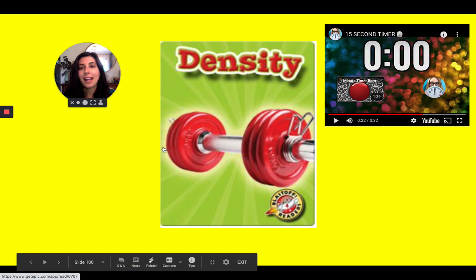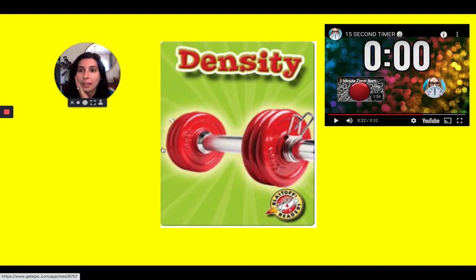Time is up. Stop, look, and listen. So I'm wondering if you said something similar to what I was thinking. I learned from this book that density tells us how many things are packed together and how tightly. So when we're talking about one object and we're thinking about the molecules inside of the object, when there are a lot of molecules and they're all really packed together tightly, that object has high density, like a brick, for instance, right?